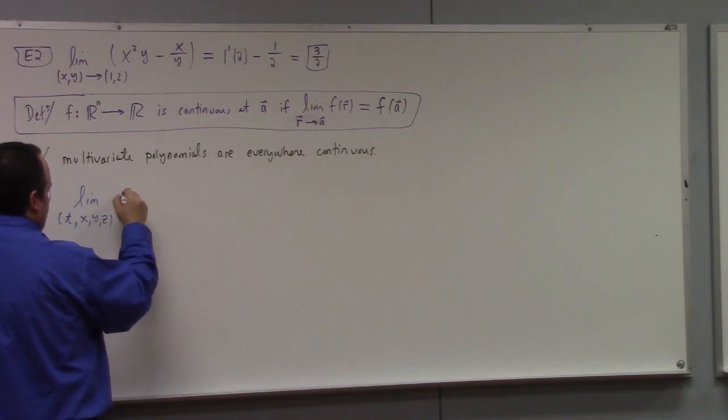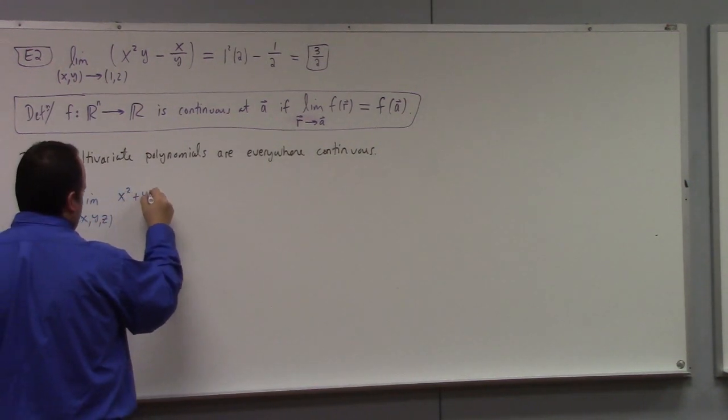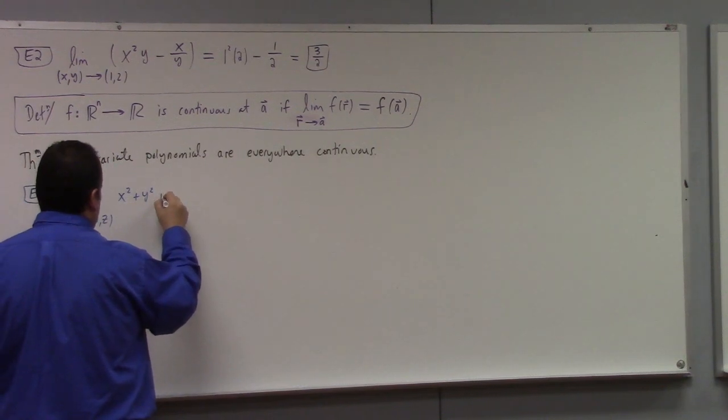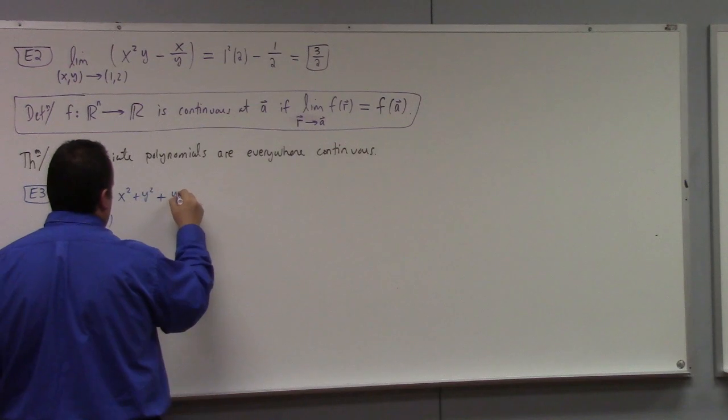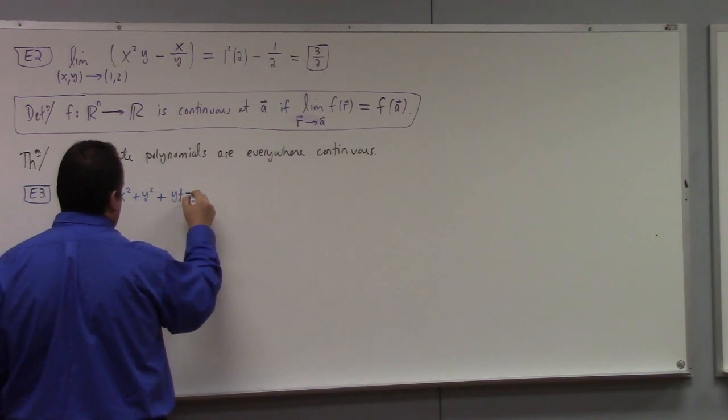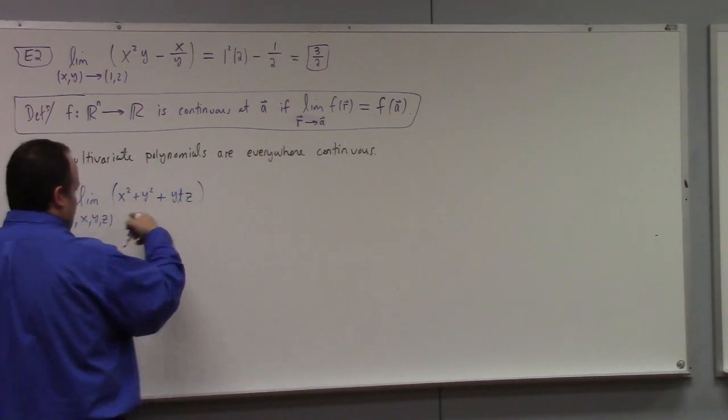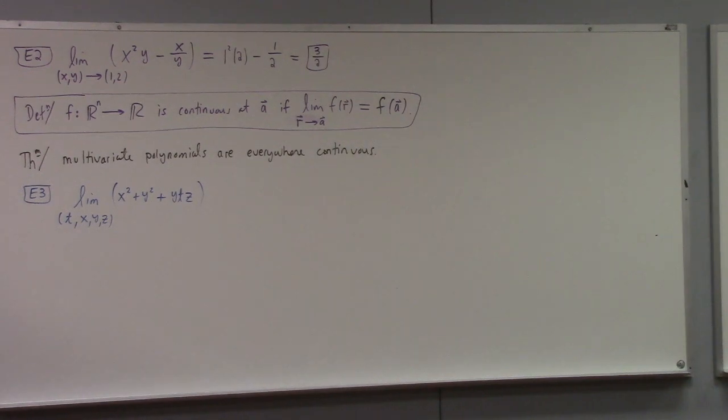All right, so if we had, for example, x squared plus y squared plus y t x, y t z, this would be an example of a multivariate polynomial. Does that make sense? A multivariate polynomial is nothing to be scared of. It's just like a polynomial, but with more than one variable.